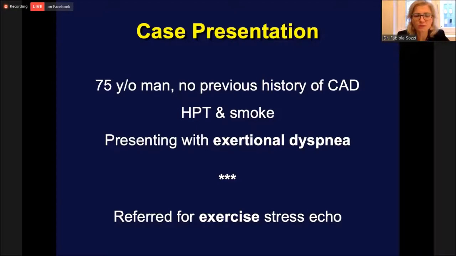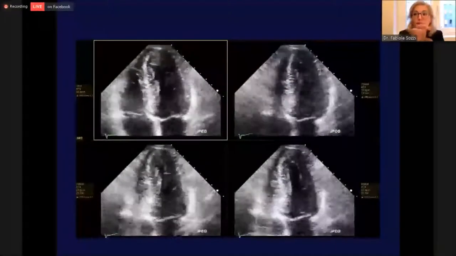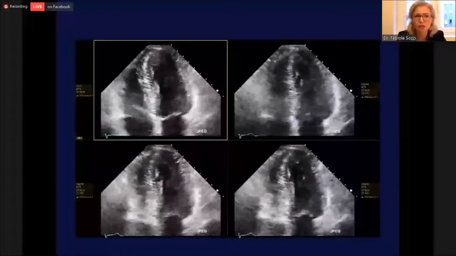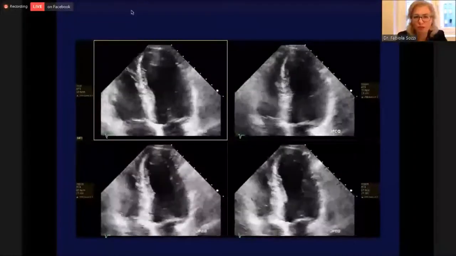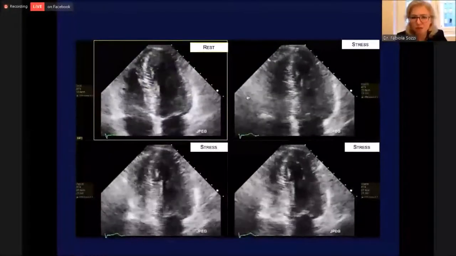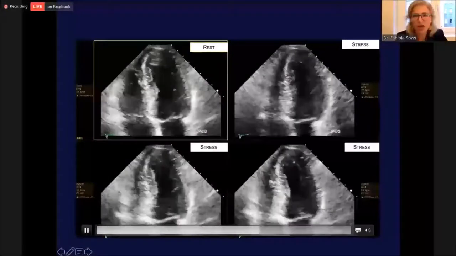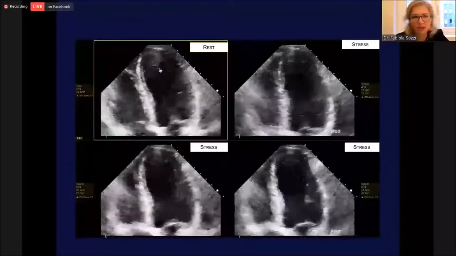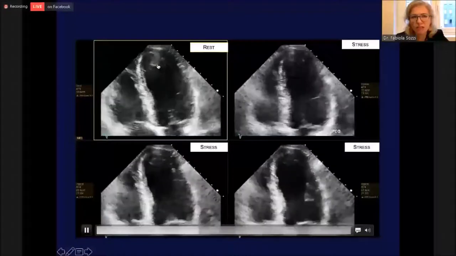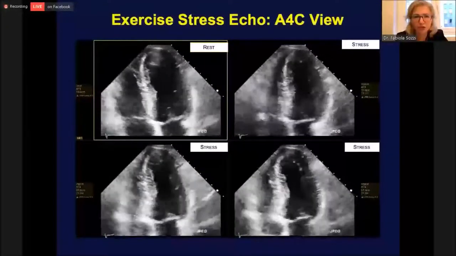So he can do a Bruce test with a semi-supine bed. We can acquire our imaging for the four chamber view, looking at the baseline, the low dose, the peak and the recovery, the four chamber view in the four stages. And we have normal function. You see, this is an artifact, of course. And then normal contraction in all the segments of the four chamber view.